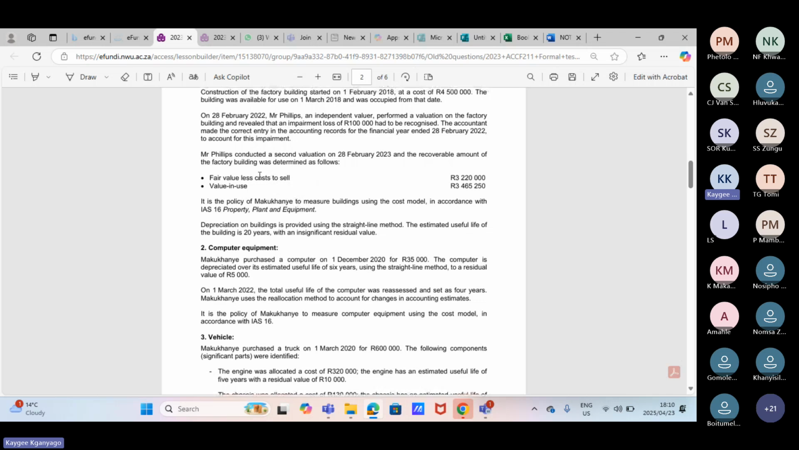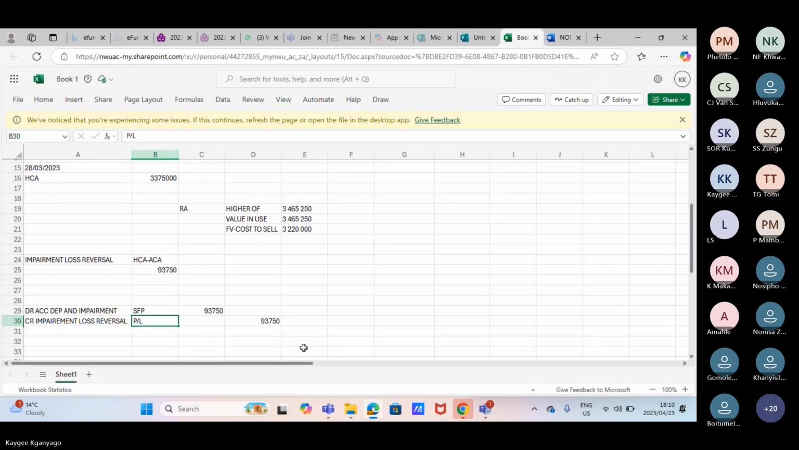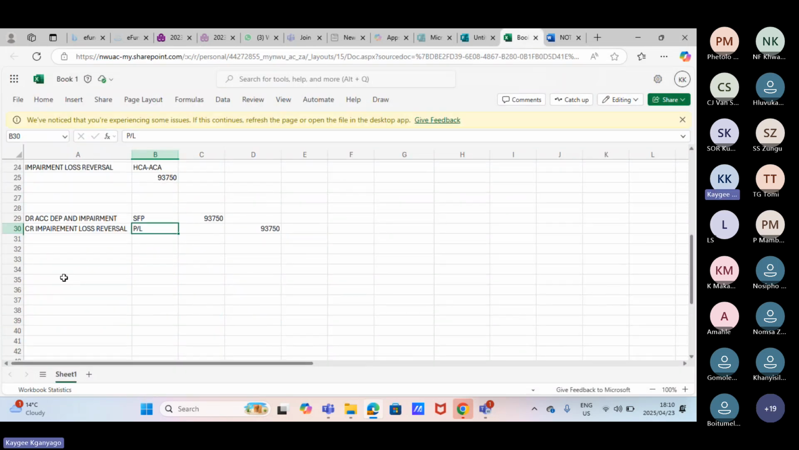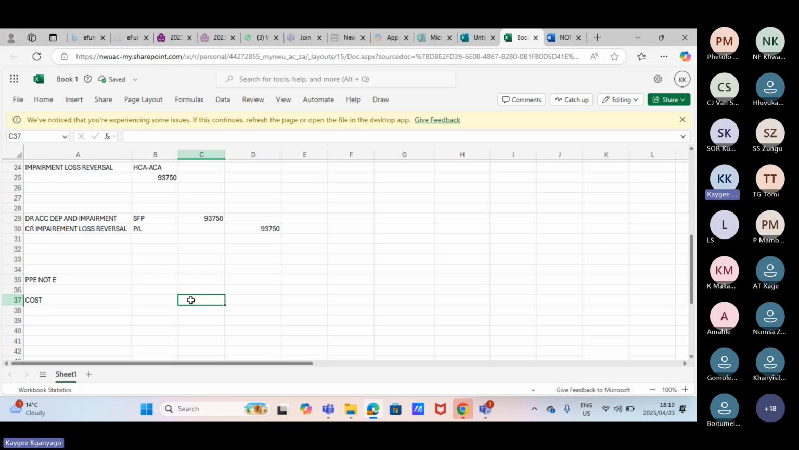I think we did calculations for this asset, ne? And if we were to do the PPE note for this transaction, we know very well our cost was going to be how much? How much was going to be the cost? 4,500,000, right? I'm talking about at the beginning, ne?